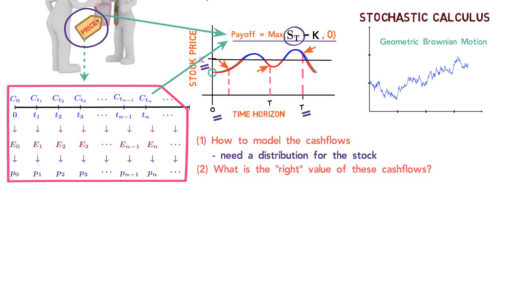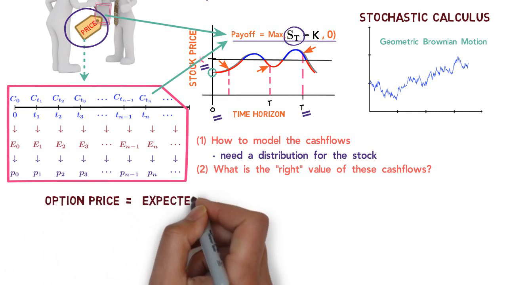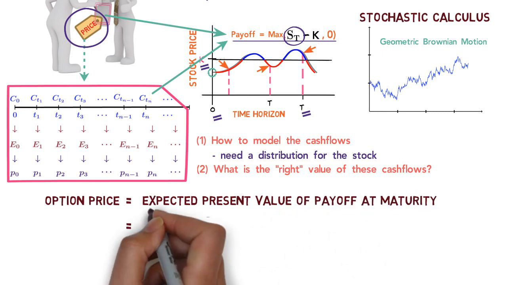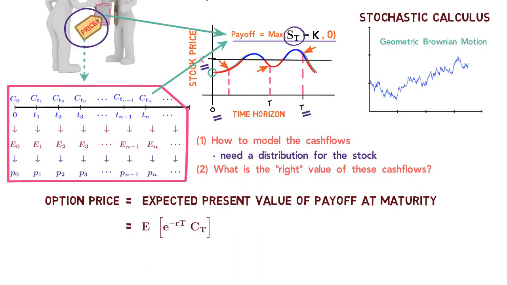Anyway, suppose you have some distribution for the stock price. What would be your answer to the second question then? The right value of these cash flows. One immediate thing that would come to mind is suggesting that the value, that is the price of the option, should be the expected present value of the payoff at maturity. Mathematically it can be written as this, where C_T is the cash flow at maturity, which in the case of a European call option is just the maximum of S_T minus K, comma 0. In fact, we would also have to mention the probability distribution under which this expectation is calculated.